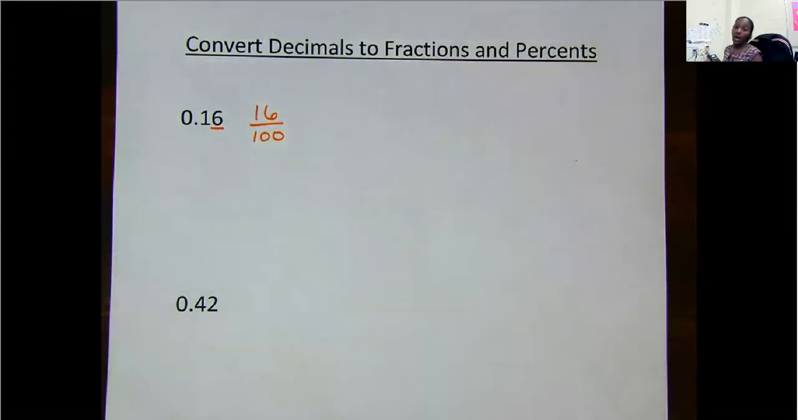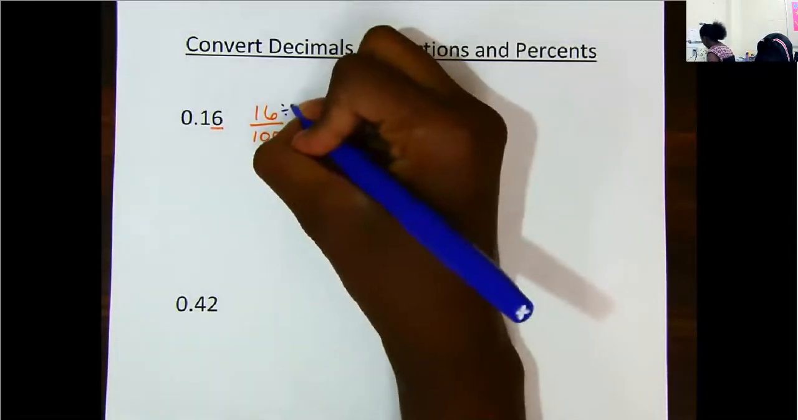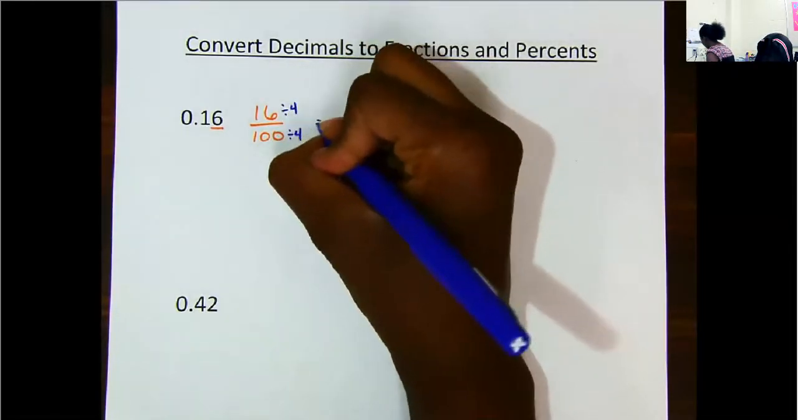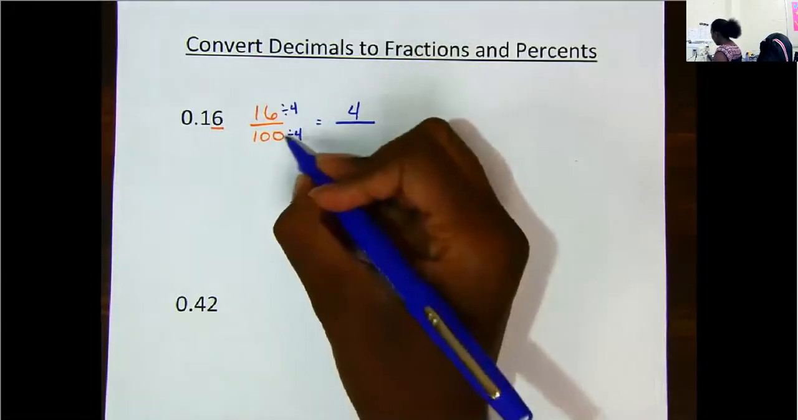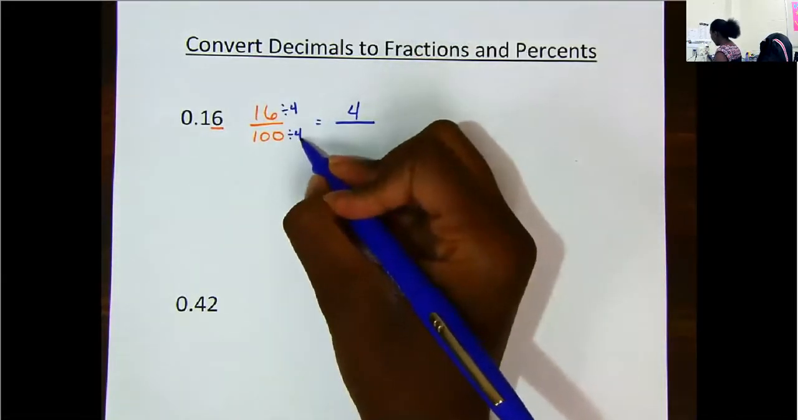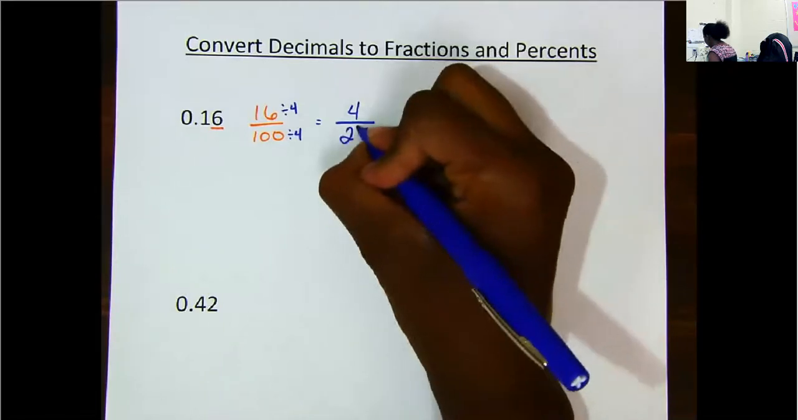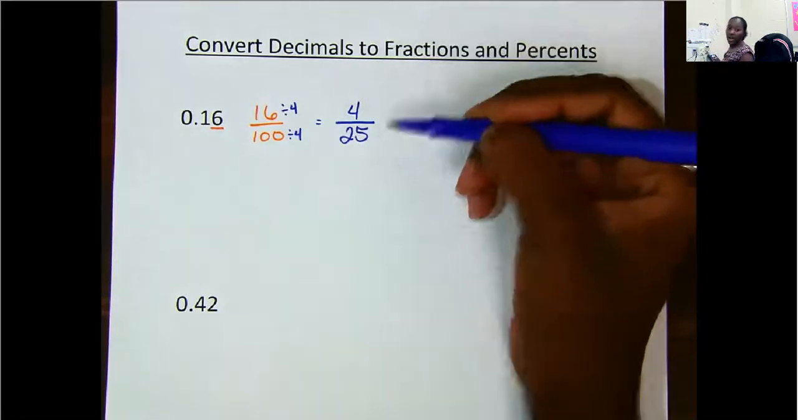So 16 over 100. 16 and 100 are both even numbers, so I know I can divide by 2. If you can think of a bigger number, probably 4. 4 would be big. Yeah, let's do 4. So 100 divided by 4. 4 times 4 gives me 16. 4 times 25 gives me 100. Okay? So 4 over 25.